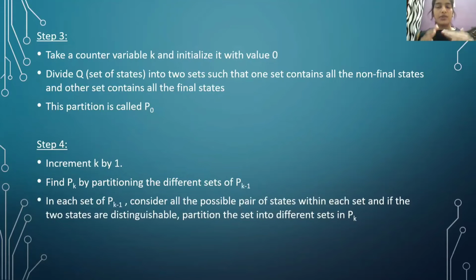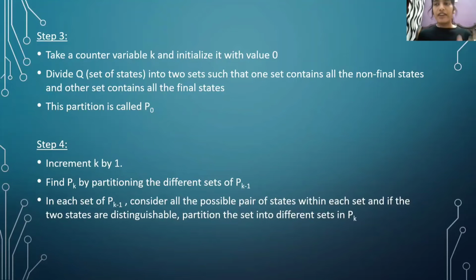Then the most crucial steps are step three and step four. In step three, we divide the given states into two sets. One set contains all the non-final states and the other set contains all the final states. In step four, we again divide these sets into different sets. We consider all the possible pairs of states in each set, and check if the two states are distinguishable, in the sense that they reach different sets for the same input.